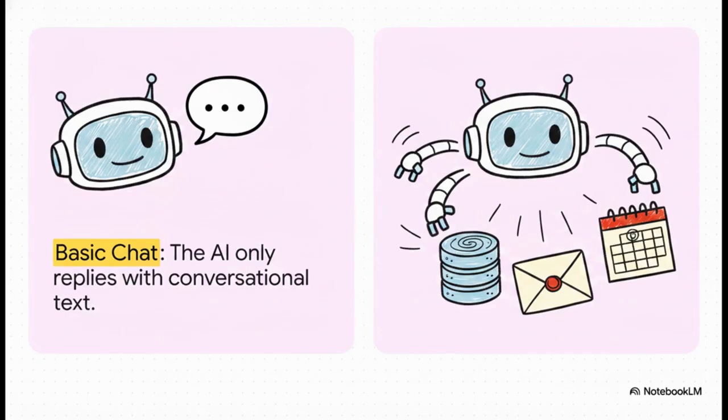On the left side, we have basic chat. The AI gets a prompt and it only replies with conversational text. It tells you what it knows, but it can't actually do anything. Now look over at the right side, function calling. Here, the AI doesn't just reply with words, it triggers external actions. It can look at your request, realize it needs to check a database, send an email, or book a calendar appointment, and it actually executes that function. It reaches right out into the outside world and interacts with it.